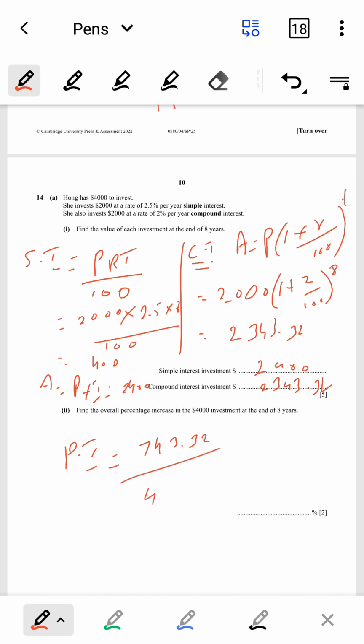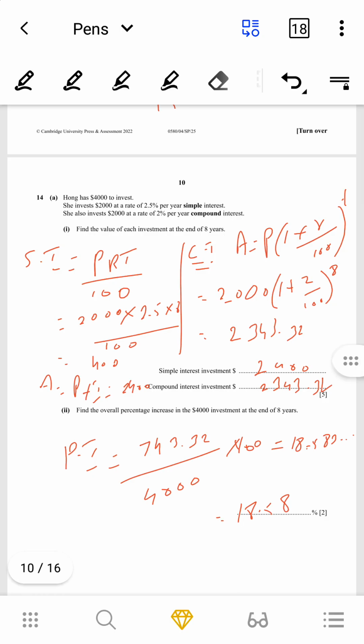743.32 from the 4000 into 100. Use a calculator, you will get 18.583. So to 2 dp I can take 18.58 percentage. So very simple. It is a continuation also. So the next we'll go ahead.